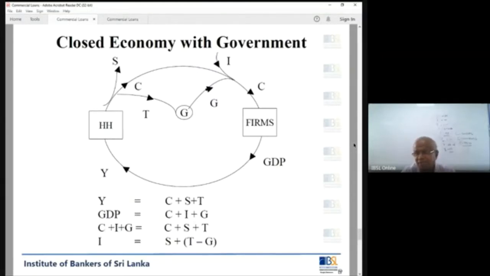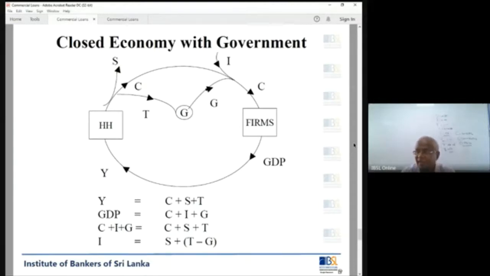Household saves, government dissaves. Then investment will be less than the private savings. Let's say private savings is 100, government savings minus 10. Investment you will see is 100 minus 10, 90. Investment 90. Household savings 100. Government savings minus 10, dissave. Then what is investment? 100 minus 10, 90.